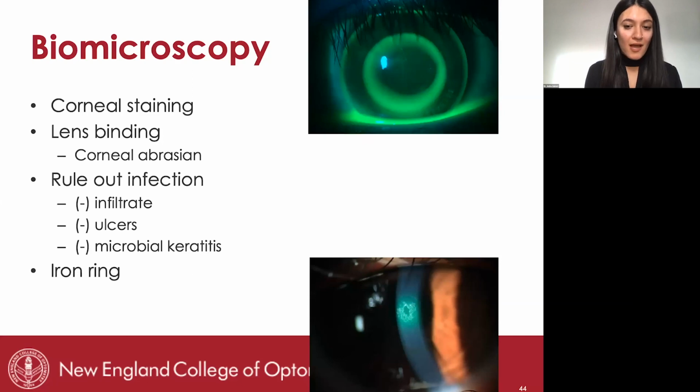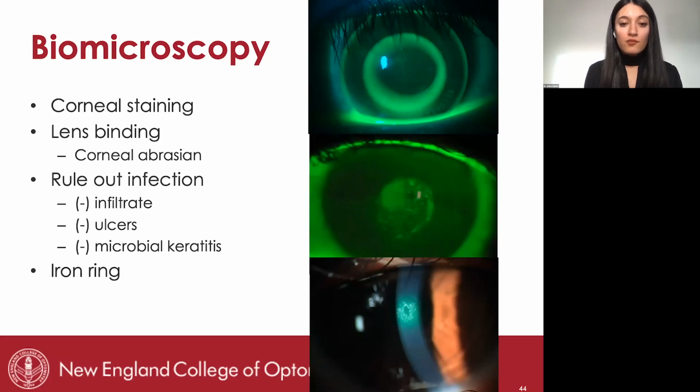And then I asked mom what was happening, and she said they were forgetting to put in drops before they were taking the lens out, and that was causing that lens to adhere onto the central cornea. So when they were taking the lens off, they were getting something like this. Here's a small abrasion as they were trying to remove the lens. You also want to, at this point, rule out any infections, so infiltrates, ulcers, microbial keratitis.